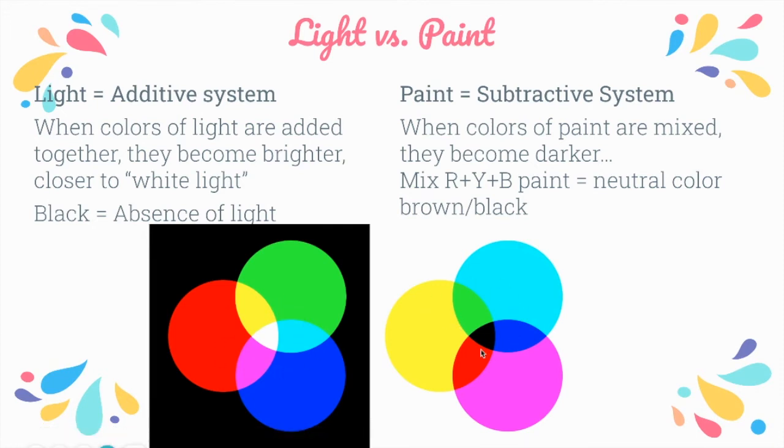Paint is a subtractive system, so we want to think that light reflected on a surface, that's how we see colors. When colors of paint are mixed, they become darker. So like I said before, if you mix red, yellow, and blue paint, you'll get a neutral, you'll get a brown, muddy color, or even black.